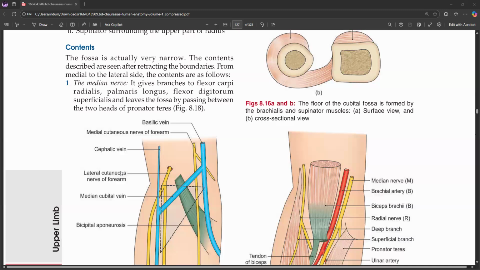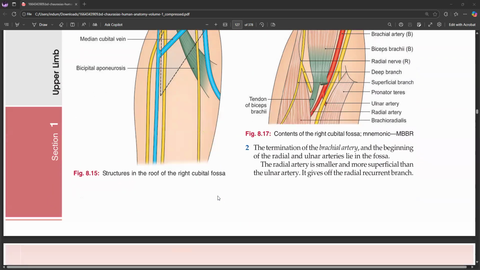Contents. The fossa is actually very narrow. The contents described are seen after retracting the boundaries. From medial to lateral side, the contents are as follows. Number 1. The median nerve. It gives branches to flexor carpi radialis, palmaris longus, flexor digitorum superficialis, and leaves the fossa by passing between the two heads of pronator teres, figure 8.18.